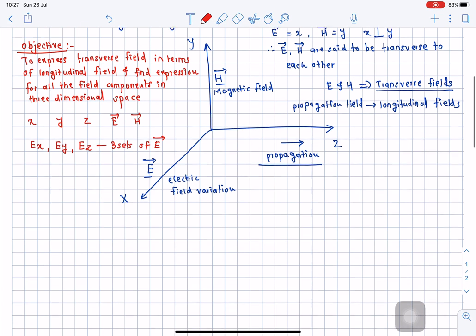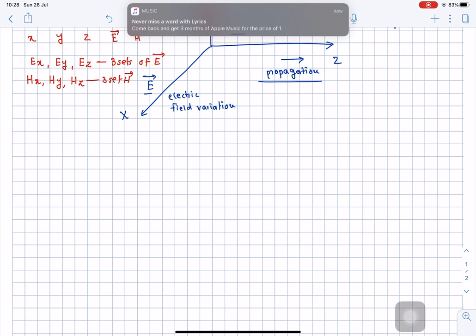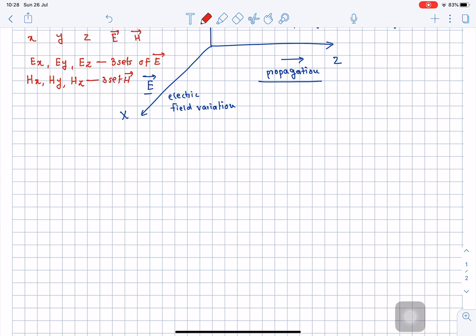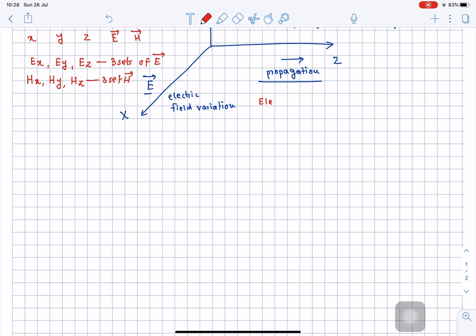The same is true for the magnetic field. The magnetic field is available along the x-axis, which we write as Hx, along the y-axis, which we write as Hy, and similarly along the z-axis, which we write as Hz. So we also get three sets of magnetic field vectors. Here Ex, Ey, Ez and Hx, Hy, Hz we call field components. So please remember the electric field components.